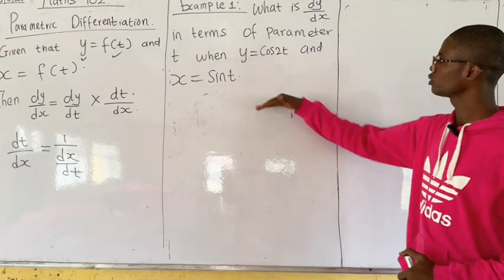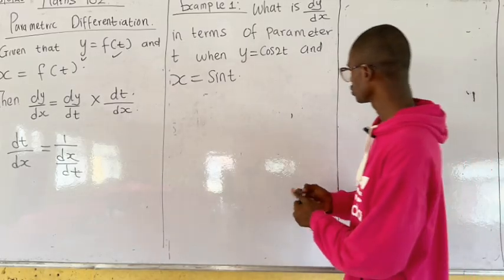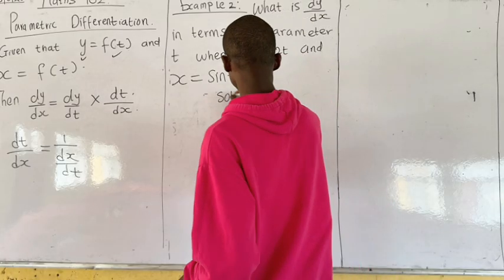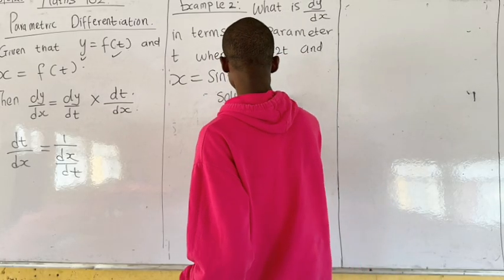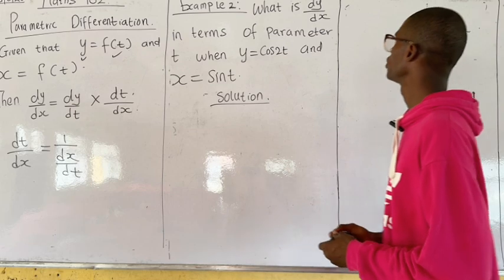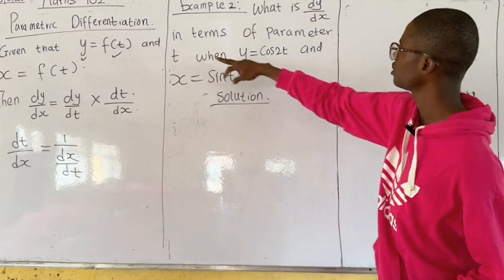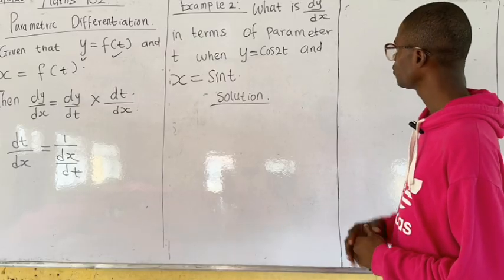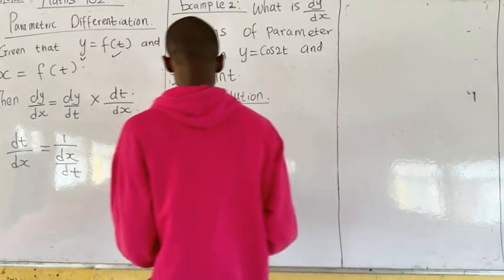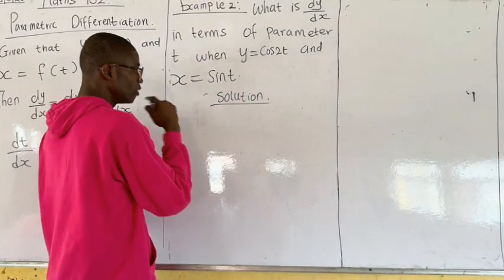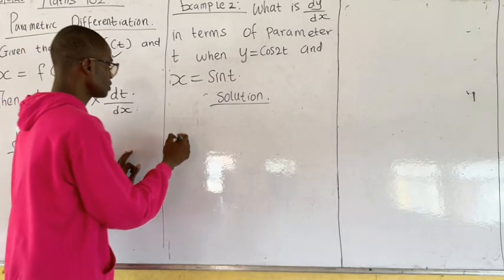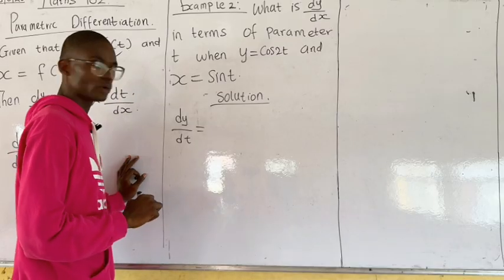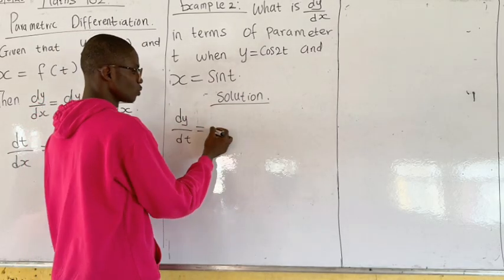Okay, welcome back to the last question. So have this as example 2. The solution implements the same concepts. We have to find dy/dx in terms of the parameter. It's quite simple. The first approach is to get out our dy/dt. So what is our dy/dt in this case?